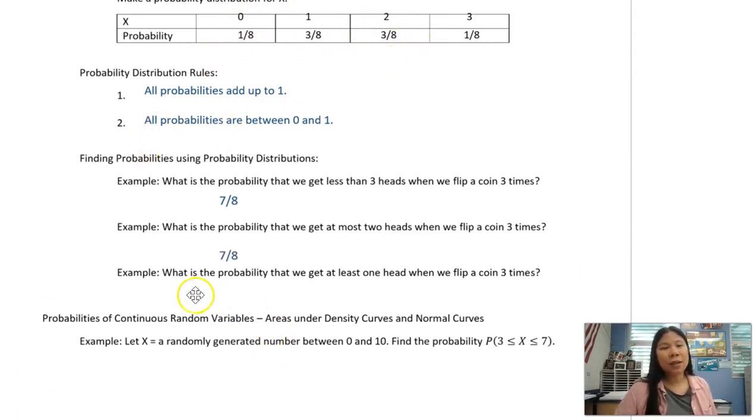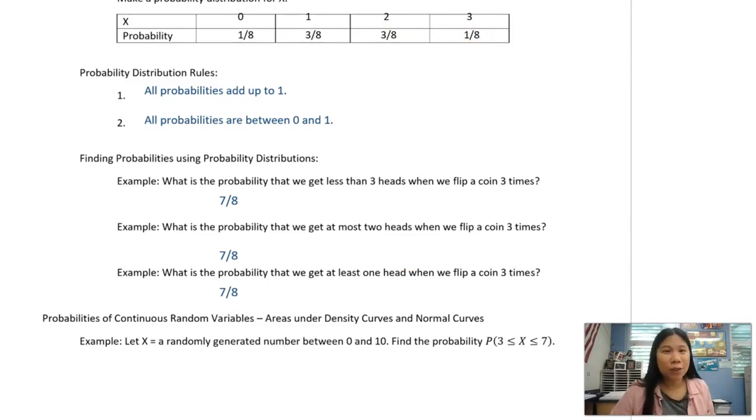And then lastly, what is the probability that we get at least 1 head when we flip a coin 3 times? So at least 1 means you want 1 or more. So these are all words that you want to get used to. So at least, at most, less than, greater than, those are all words that you need to be able to think about. If we would get at least 1 head, then that means we want 1 or more. So we're adding up our probabilities with the 3/8, 3/8, and the 1/8. Still comes out to 7/8.